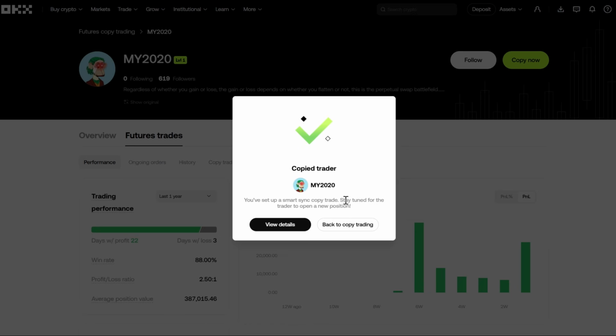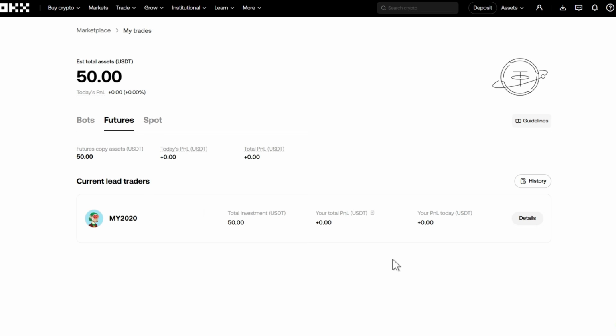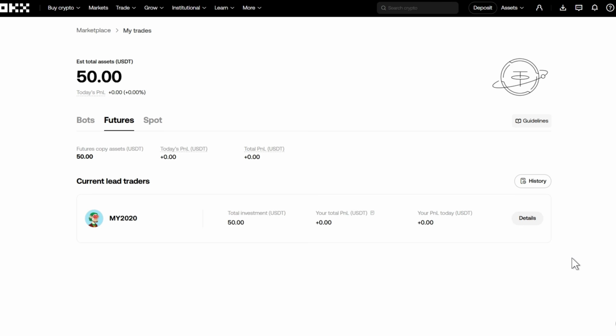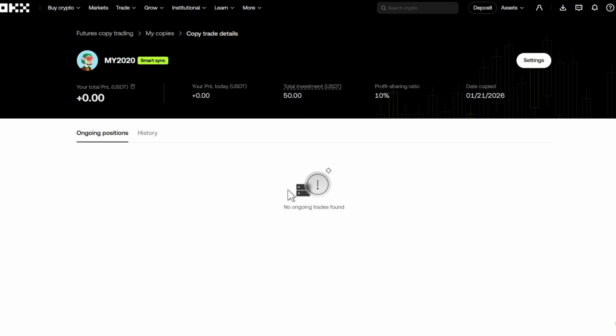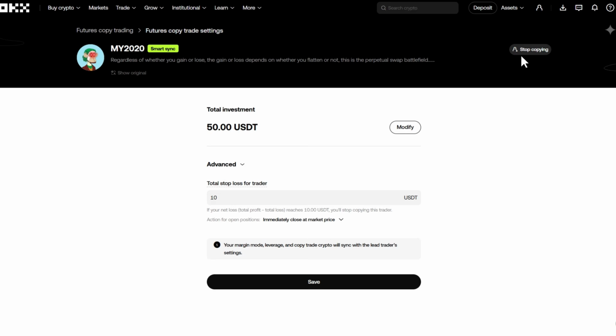Now look, copy trading is not completely passive. You need to monitor your positions. Go to the copy trading dashboard and click on My Trades to manage everything. Here you can see all your active copy trades, your current equity, total P&L, and PNL today in USDT terms. This gives you a complete overview of how your copy trades are performing in real time. On the Trader tab, you can edit settings at any time by clicking on Details, and then click on Settings. You can increase your investment, adjust your stop loss, or unfollow a trader completely if their performance starts declining.